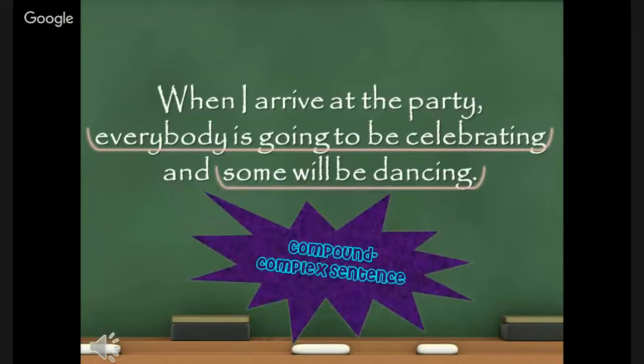We have a fourth example. The sentence goes, when I arrive at the party, everybody is going to be celebrating and some will be dancing. This is a compound complex sentence because we have two main clauses and one subordinating clause. In this case, the two main clauses are everybody is going to be celebrating and the second main clause is some will be dancing. You can notice that we have and in the middle of the two main clauses. So let's diagram.